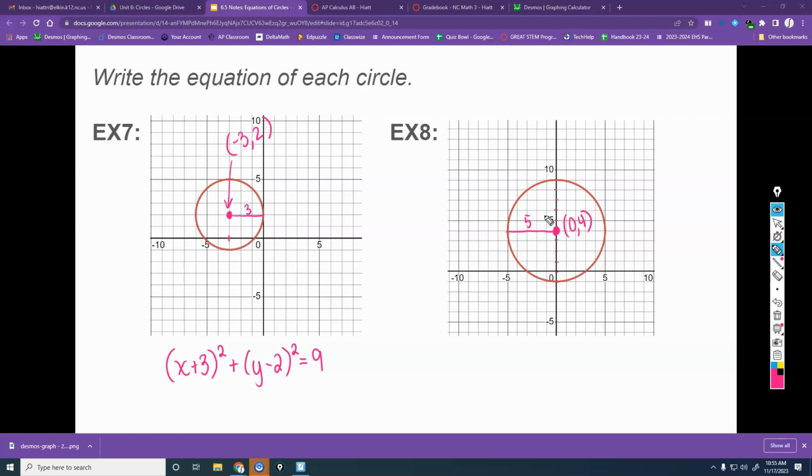So, Anissa, how would we put that in an equation? You do x, and then it's minus 0, and then you square it, and then you add that to y minus 4, and you square that as well, and that's going to equal 5 to the second power, which is 25. Perfect.